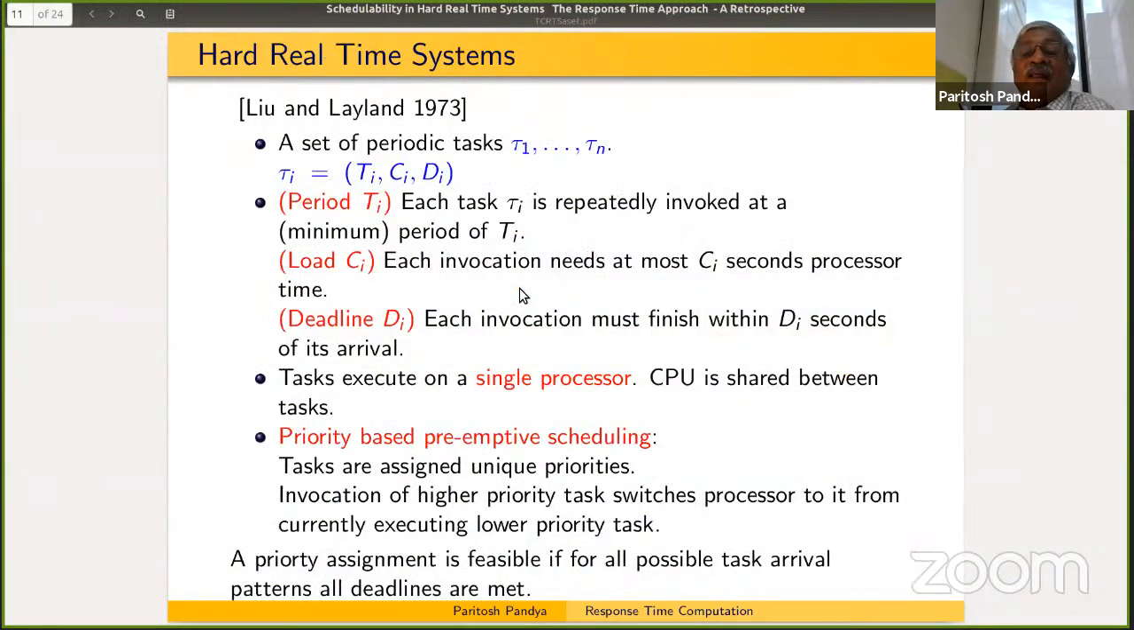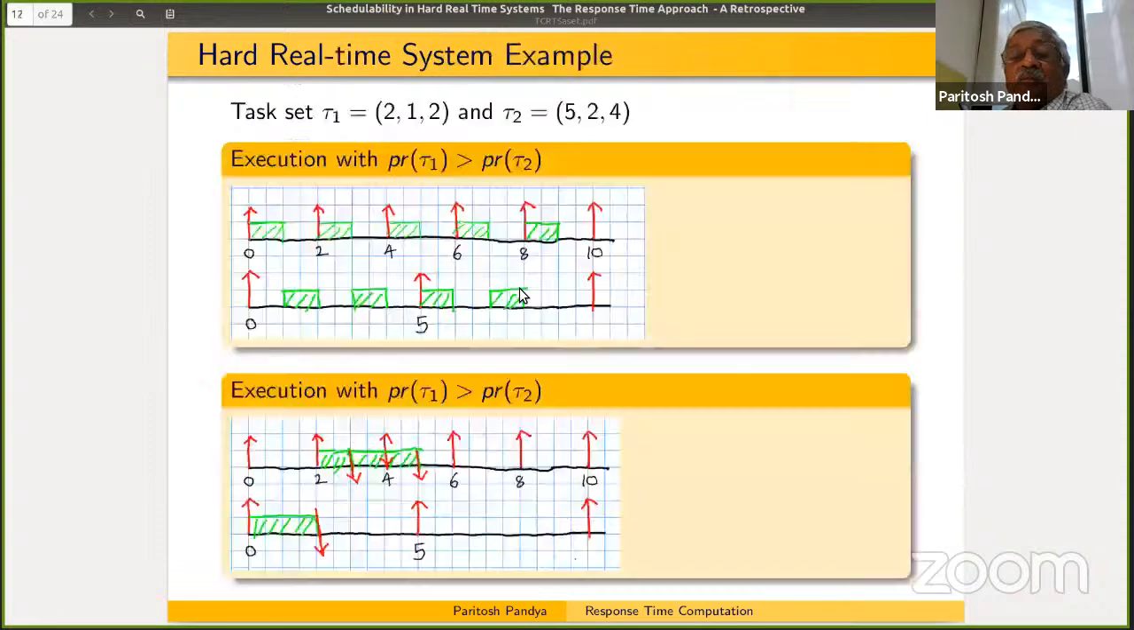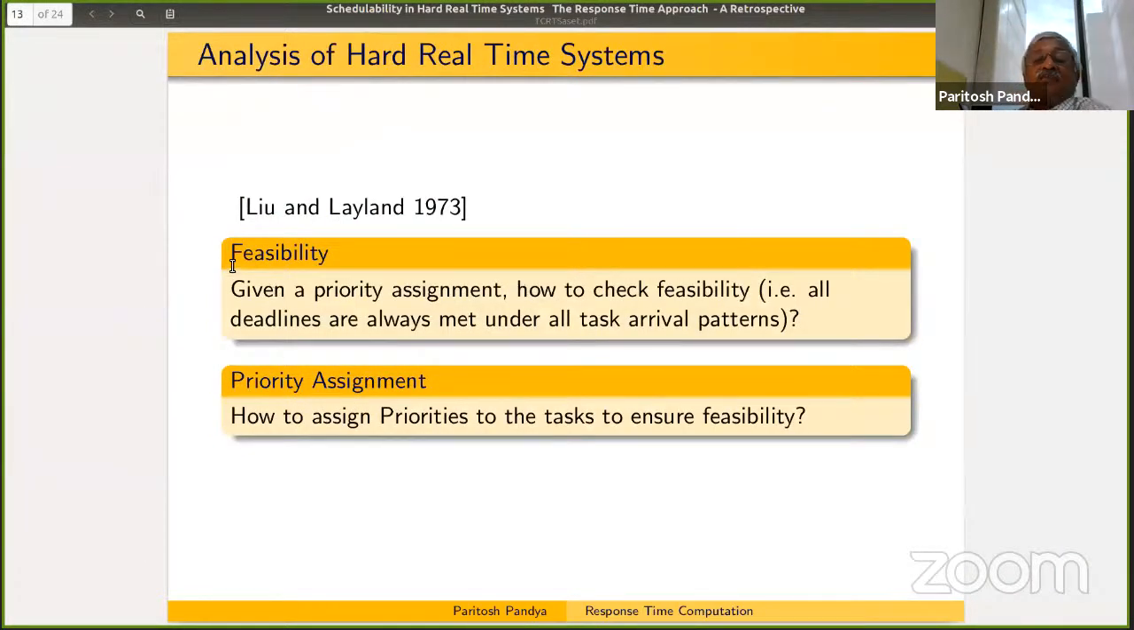Okay, now Liu and Layland defined this model, and they posed two questions. One was that of feasibility. Suppose you assign priorities to the tasks. Can we check that this priority assignment is feasible? That is, for all possible task arrival patterns and for all compute loads that they come with, subject to the constraints given, all deadlines will always be met. That is, you will finish each invocation of the computation before the deadline. So, is the given priority assignment feasible? That is the first question they raised.